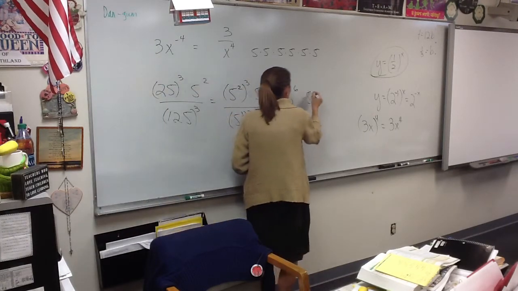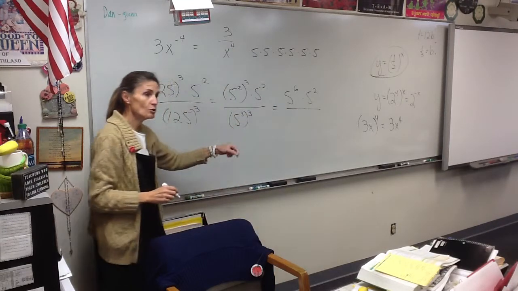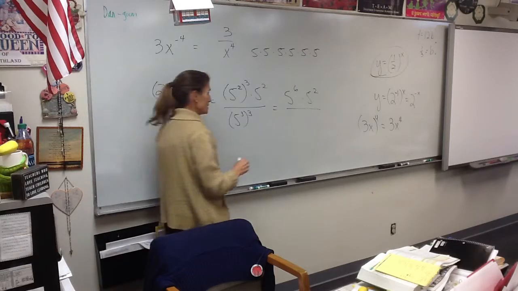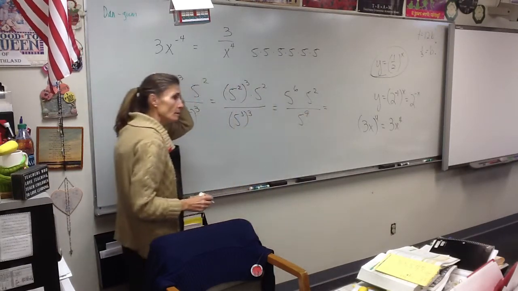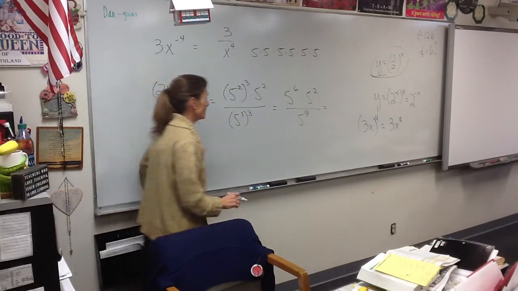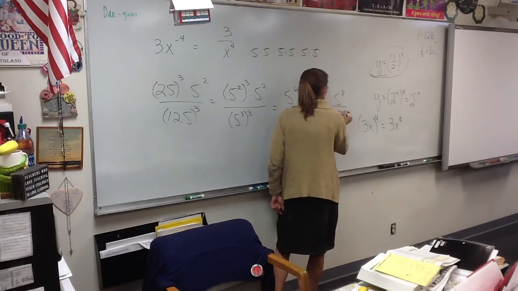Times this 5 squared over what's down here? 5 cubed, 5 cubed, 5 cubed. That would be 5 to the 9th. Now, what do I have on the top? 5 to the what? 8. There's 6 of them and 2 more, so that's 5 to the 8th.